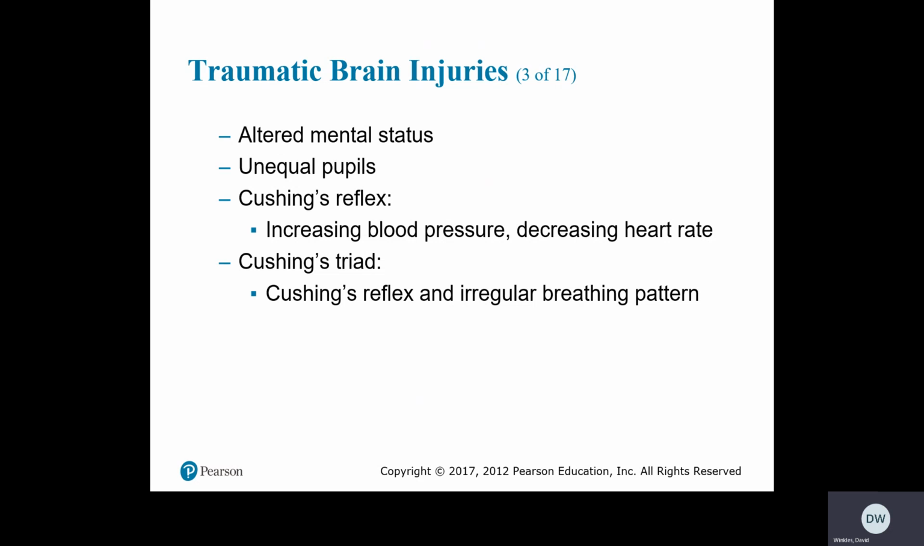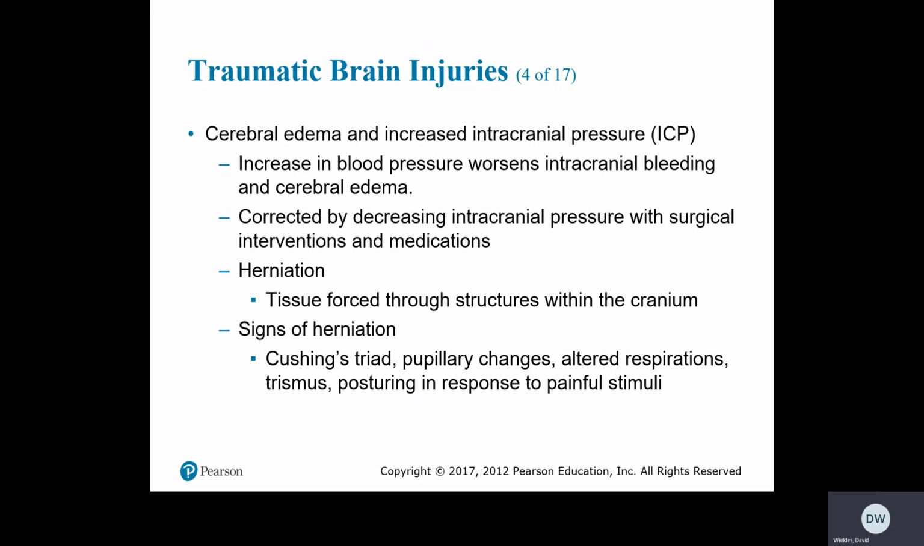And because of that pressure, it causes your heart rate to slow down and to not function properly and respond the way that it should. And then when you get to this Cushing's triad, you have Cushing's reflex, plus you have the irregular breathing pattern. And again, that is due to that compression on the brainstem, the medulla, the pons, and those primitive areas of the brain that control these primary functions of the body. So Cushing's triad is a really good indication of increased intracranial pressure.